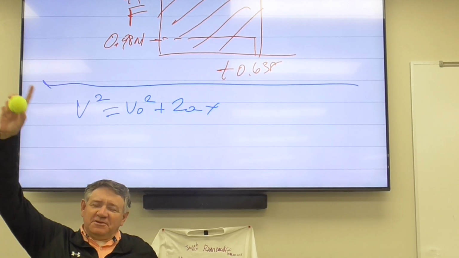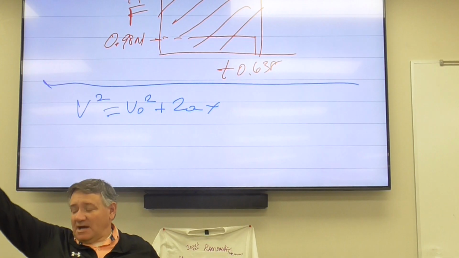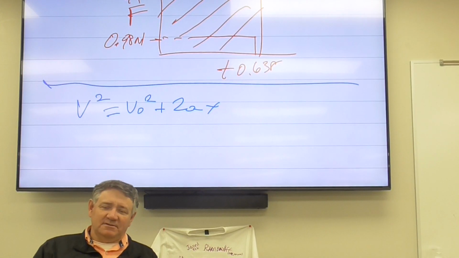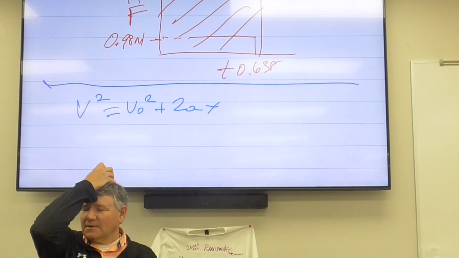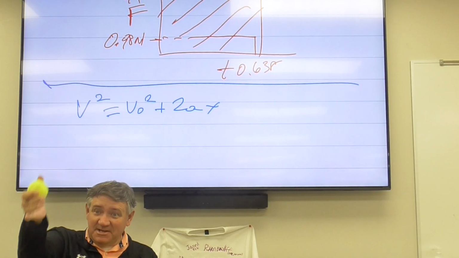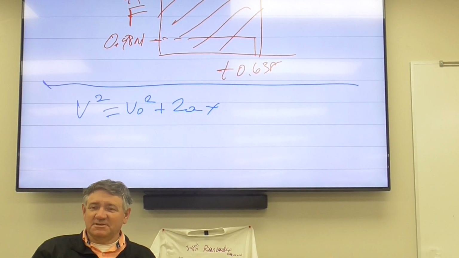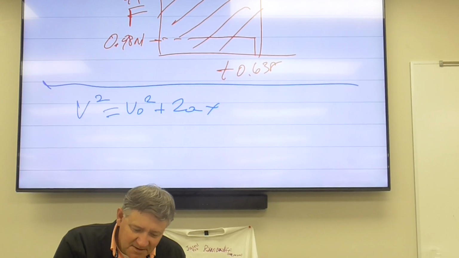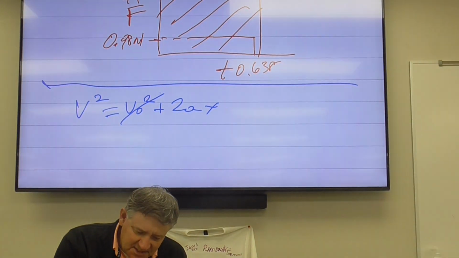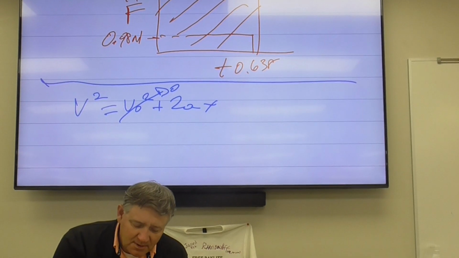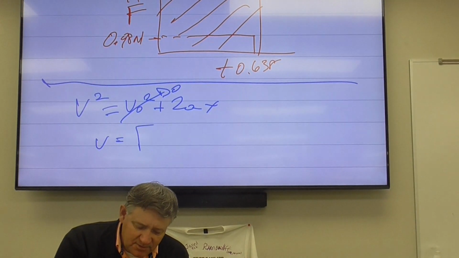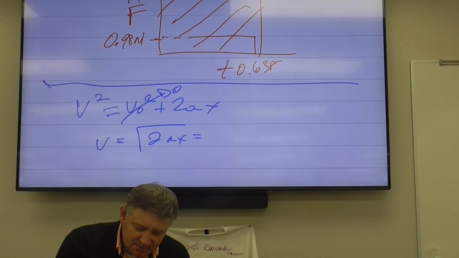I'm just telling you, you're getting ready for the acceleration test. I drop a ball from a height of 2 meters. How are you going to find the velocity when it lands? The only things you need are distance and your gravitational acceleration, right? My initial velocity is 0. So I get v equals the square root of 2ax.